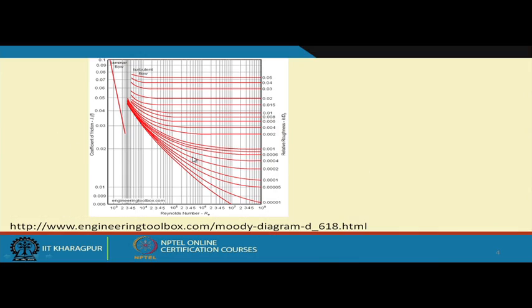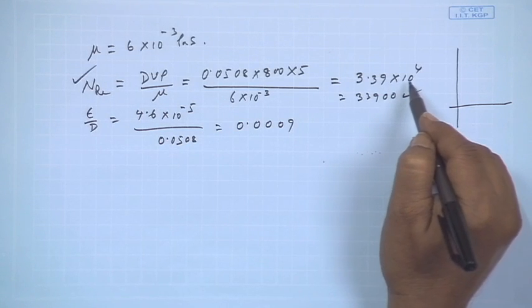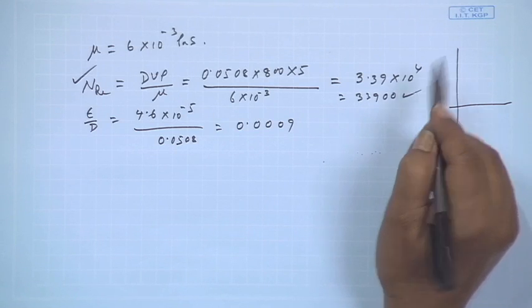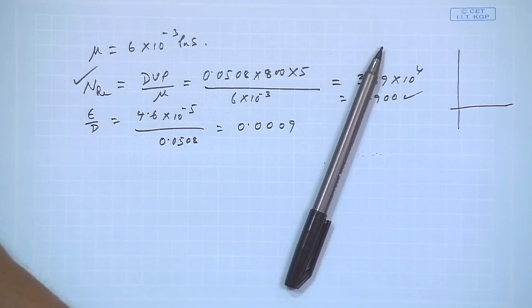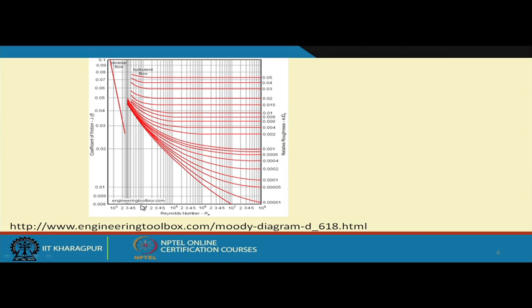if we look at the Moody's chart, we have the value of NRe as 3.39, or say 3.4 × 10^4. So, somewhere here, 3.4 × 10^4, and we will go according to epsilon by D, 0.000309. So, somewhere here, within this. We will go there, and wherever it intersects for that particular condition, we will find out from there the value of f, right.